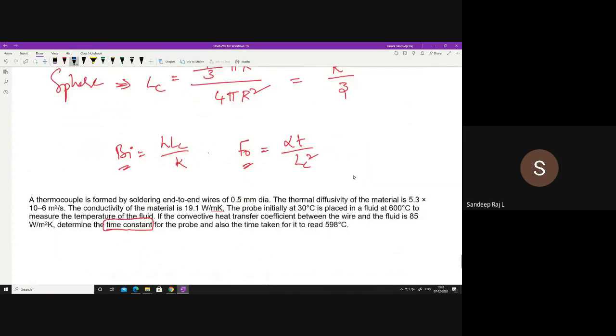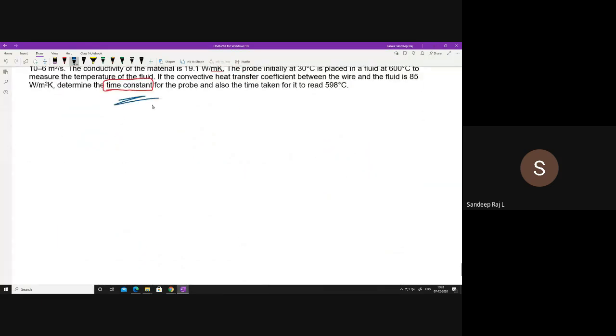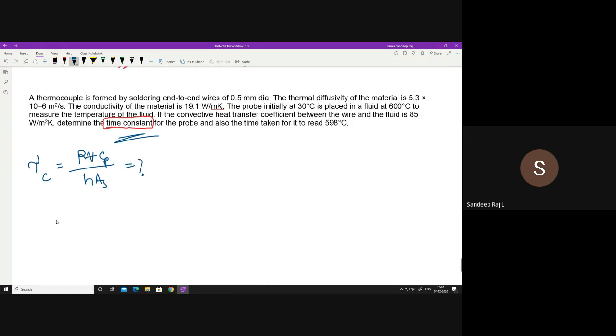In this particular problem, he is asking you to find out the time constant tau c. Tau c means rho V Cp by hAs. Once you know that it is a transient problem, the next thing in any given transient problem is to check whether it is lumped or not. How to check whether it is lumped or not? You have to check the Biot number. Biot number is h Lc by k.